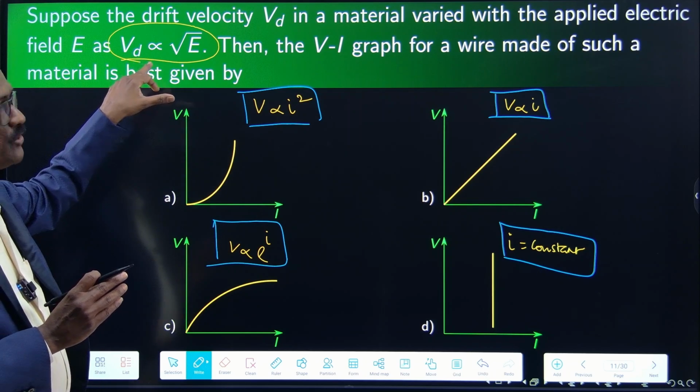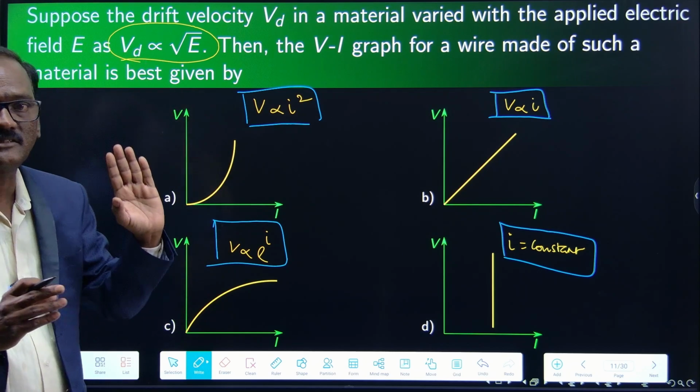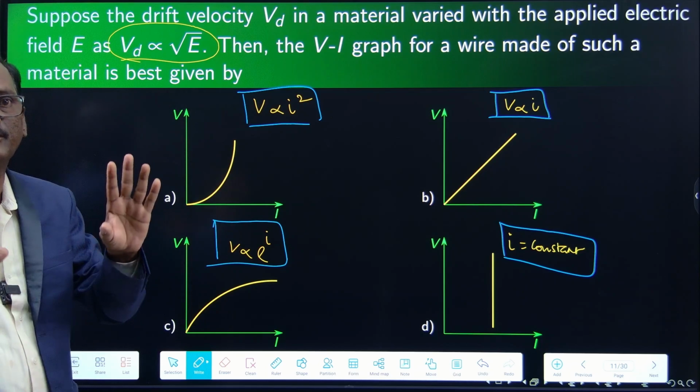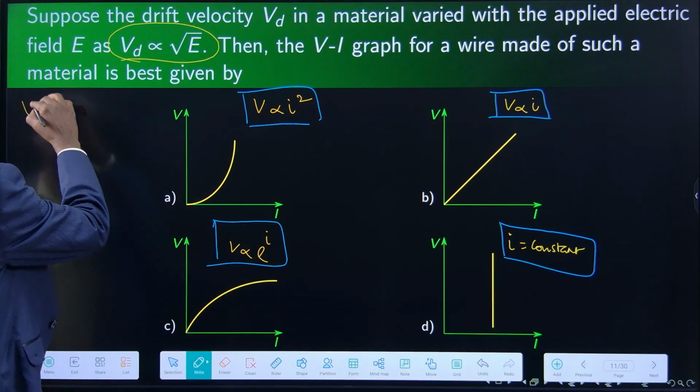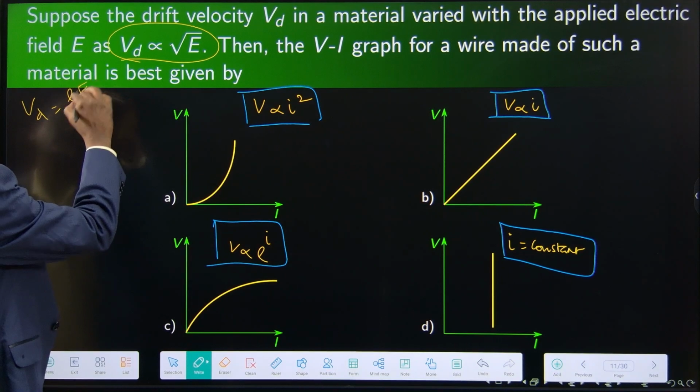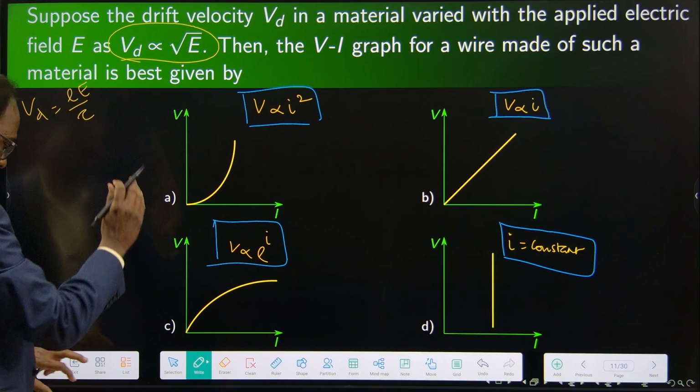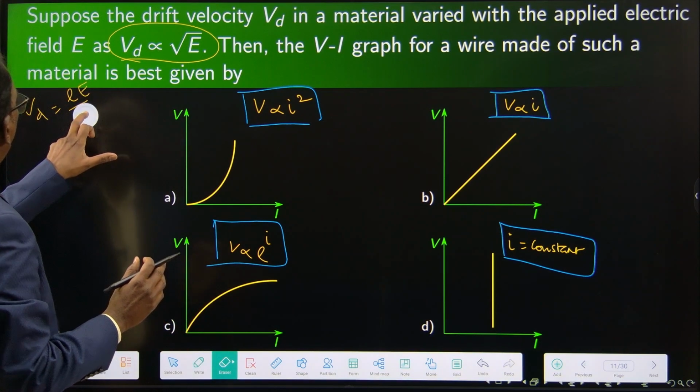In fact, this is also one assumption. Vd is actually not proportional to root E. Vd is proportional to E only. This is our formula. Vd is equal to eE by m into tau.